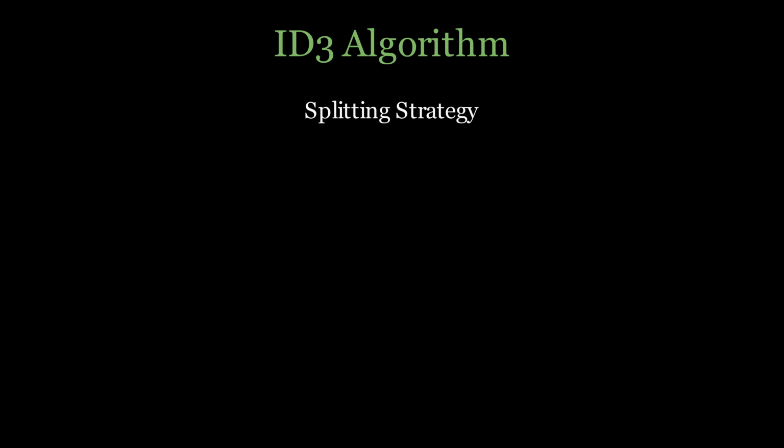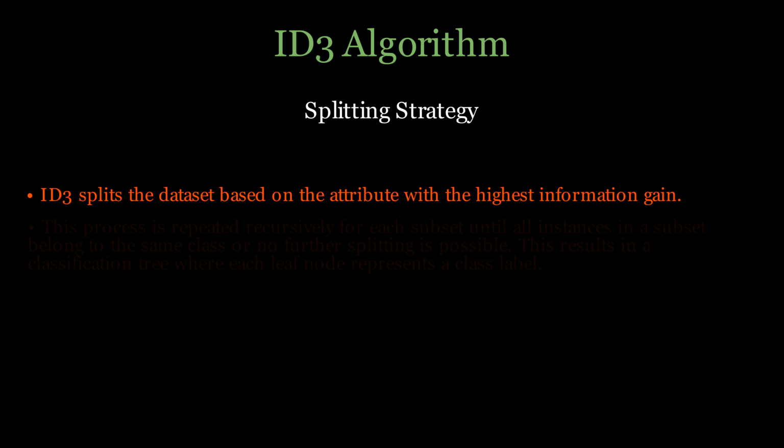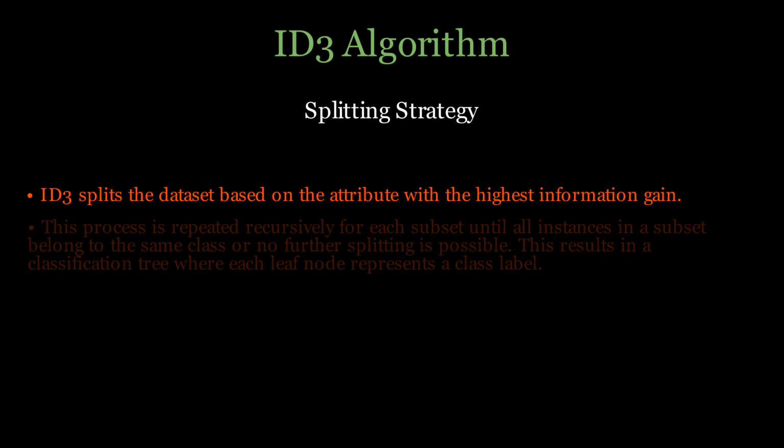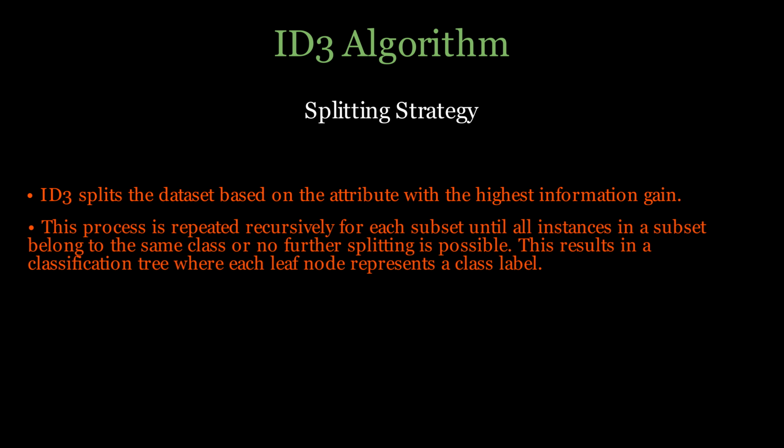Splitting strategy. ID3 splits the dataset based on the attribute with the highest information gain. This process is repeated recursively for each subset until all instances in a subset belong to the same class or no further splitting is possible. This results in a classification tree where each leaf node represents a class label.